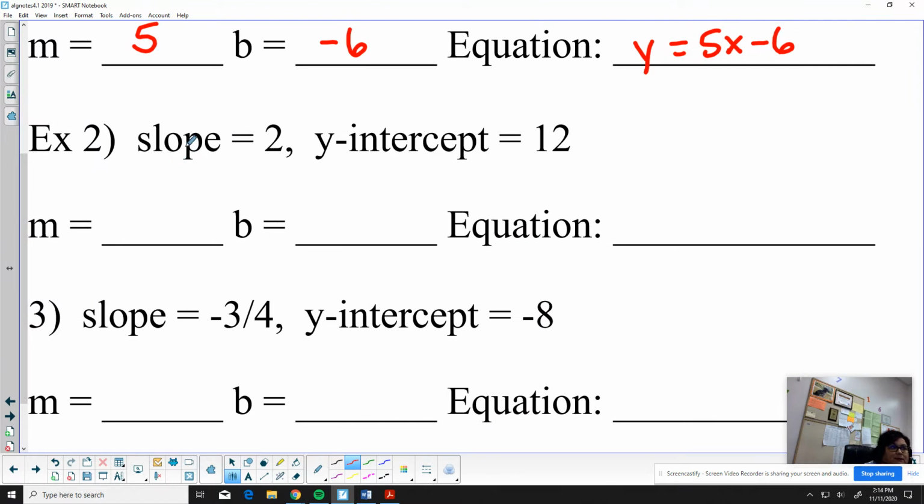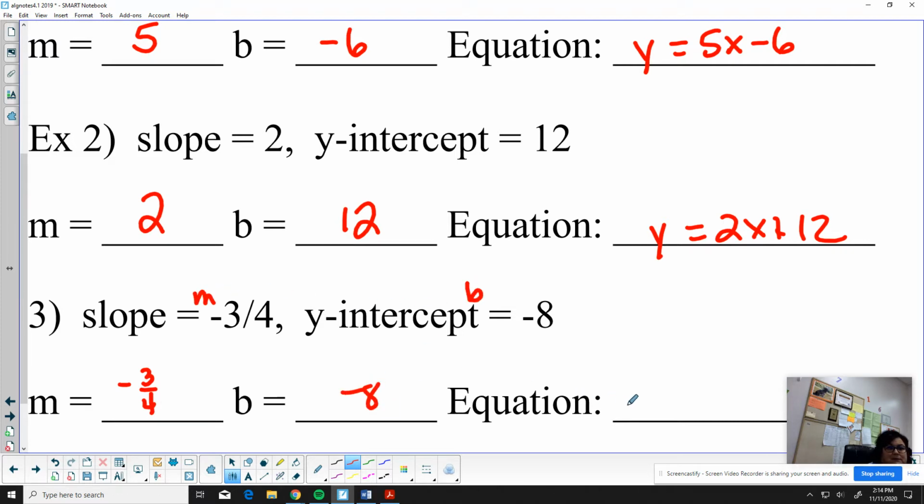Okay, so on the second one, slope is 2 and the y-intercept is 12. So the equation is y equals 2x plus 12. And then the last one, the slope is negative 3/4, the m is, and the y-intercept, or the b, is negative 8. So y equals negative 3/4 x minus 8.